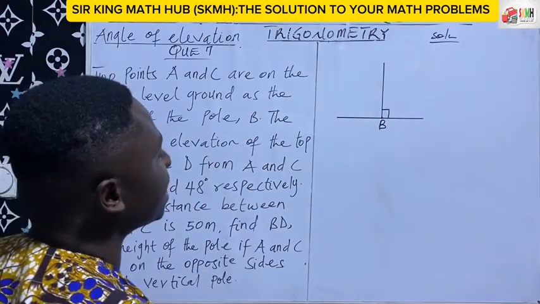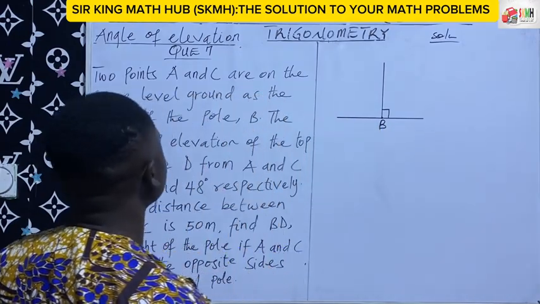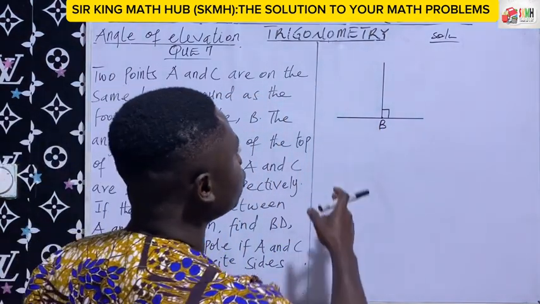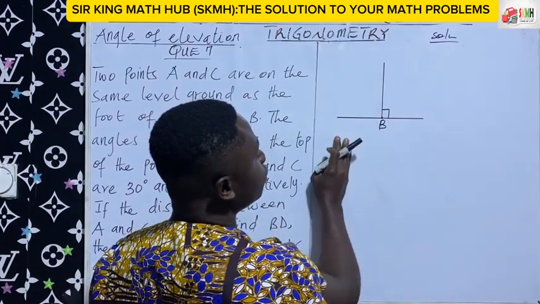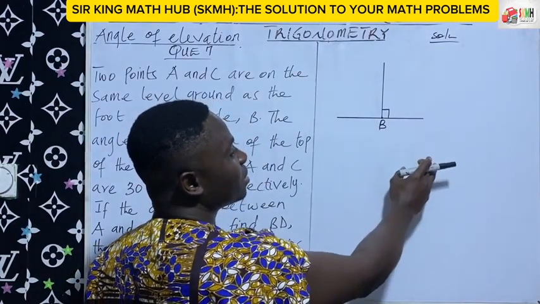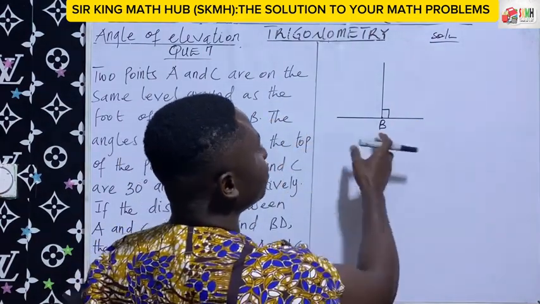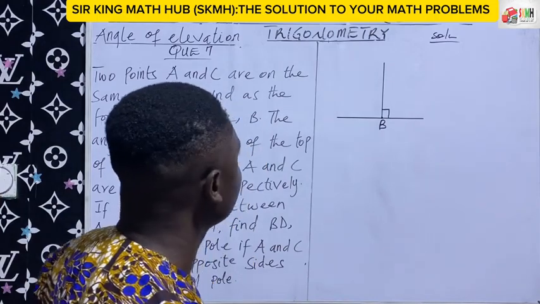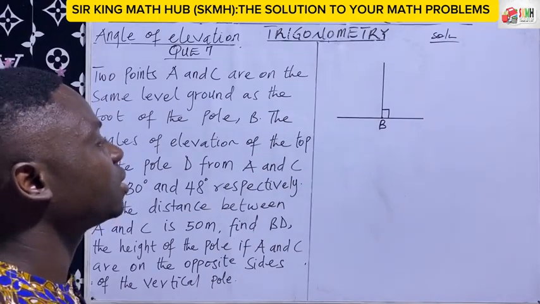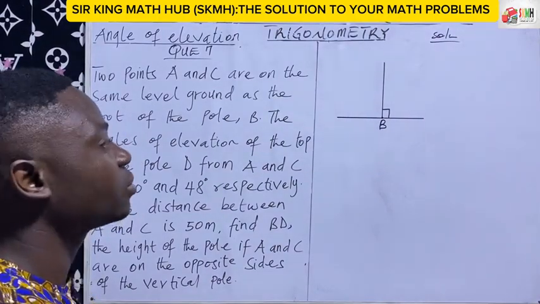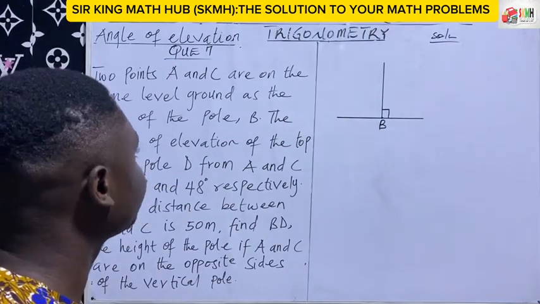Now, again, we were told that these two points, A and C, are on the same level ground as the foot of the pole. So where should we place A and C? Should we place them on this side, or on the other side? Or again, should we place them on the opposite side of the foot of the pole? So per the first statement, much information was not given concerning the specific positions of these two points. So let's keep on reading.